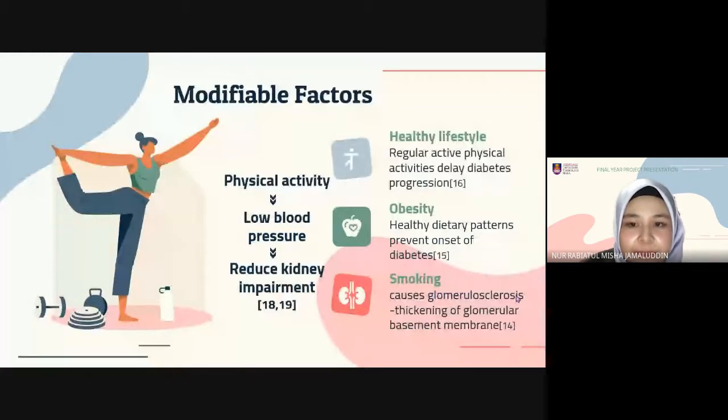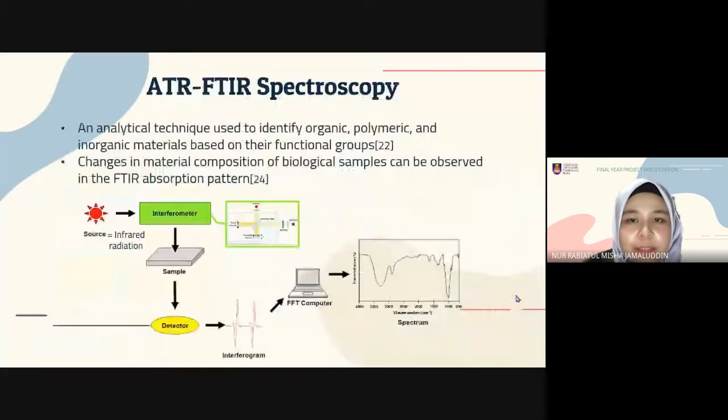And lastly, smoking can cause glomerulosclerosis, which is the thickening of the glomerular basement membrane that will induce physiological changes of the kidney. Next, we are going to talk about ATR-FTIR spectroscopy.